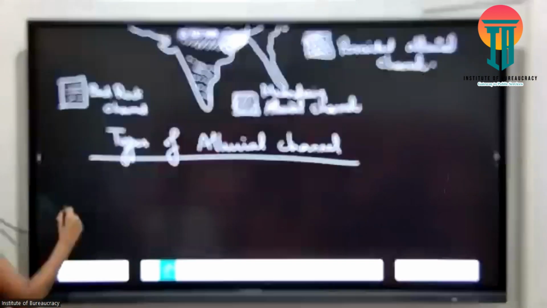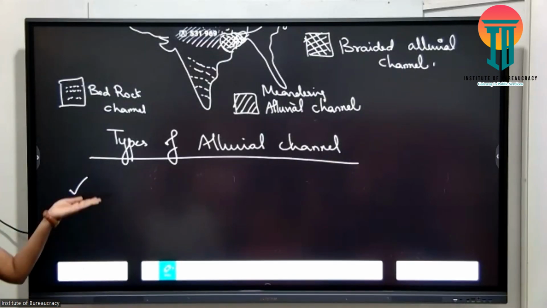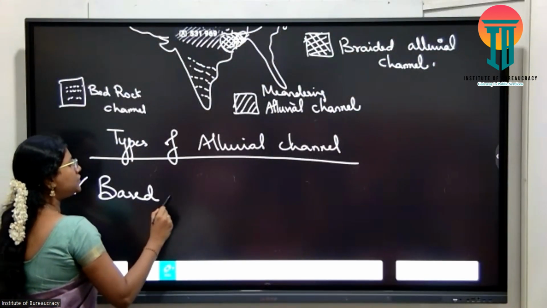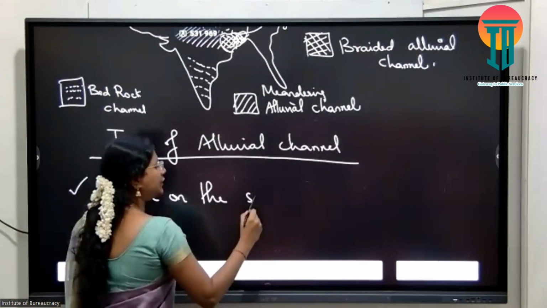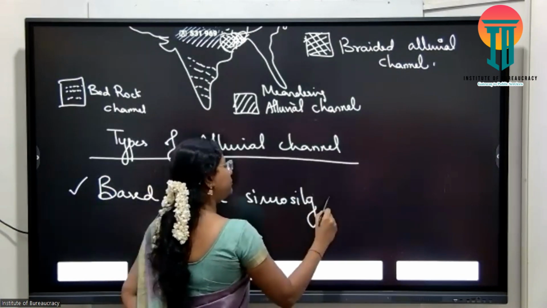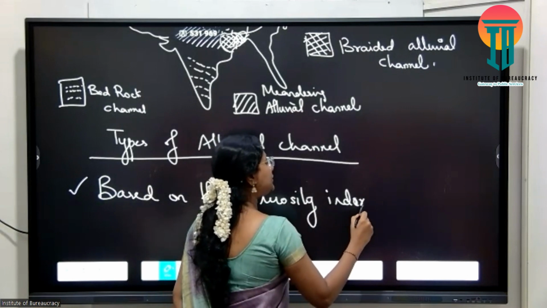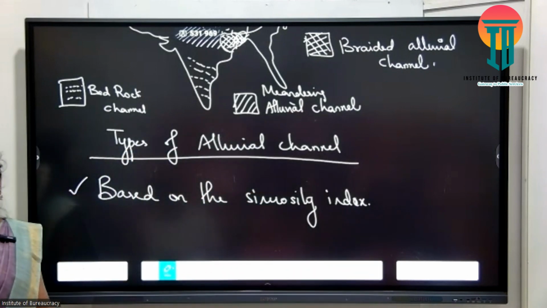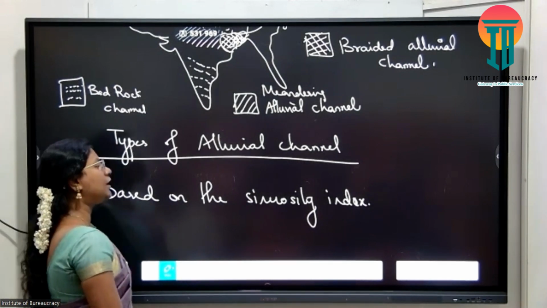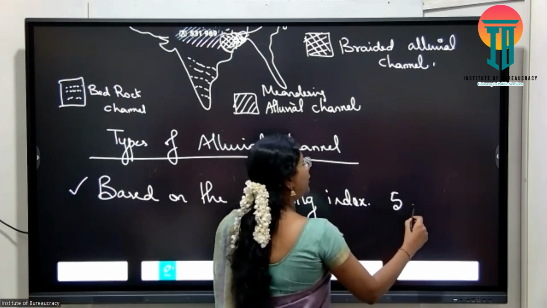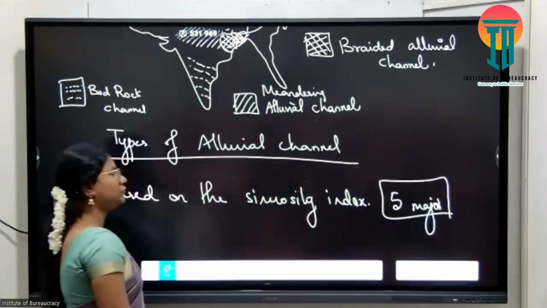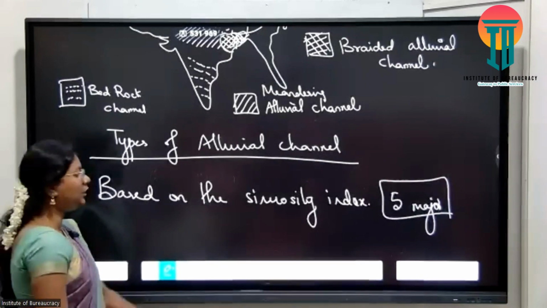Okay, and the most important criteria for dividing the alluvial channel is based on the sinuosity index. Based on the sinuosity index, alluvial channels are further divided into 5 major types. Okay, first we will list down.